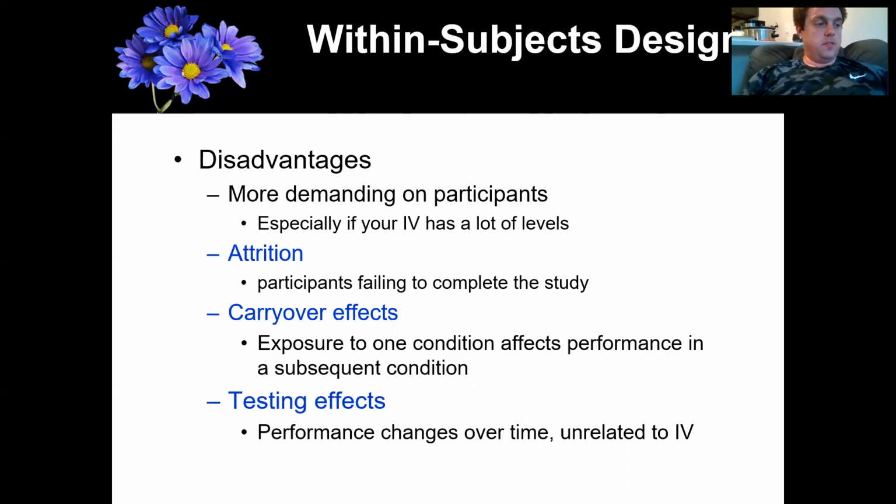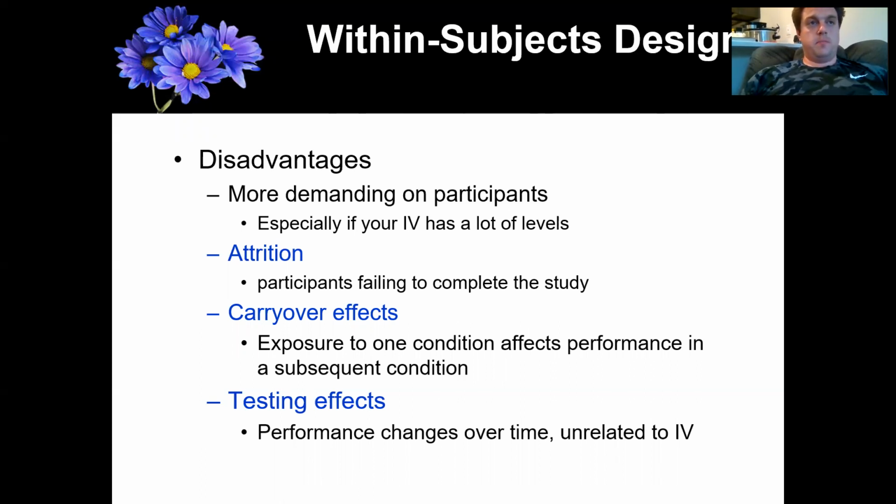If you have a lot of conditions that you want to do, or a lot of levels to your independent variable, running the same people through all those conditions can be exhausting, and it can also lead to things like attrition, where they quit the study. So that can be a problem. As a general rule, if there are fewer conditions or the conditions don't take long, in addition to some other factors that we'll get to, within subject design is good.